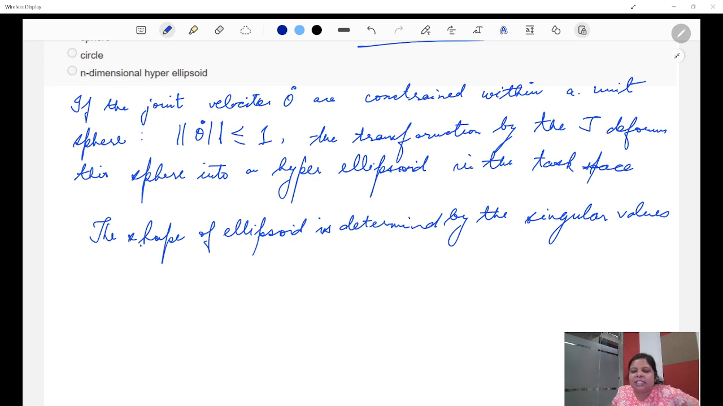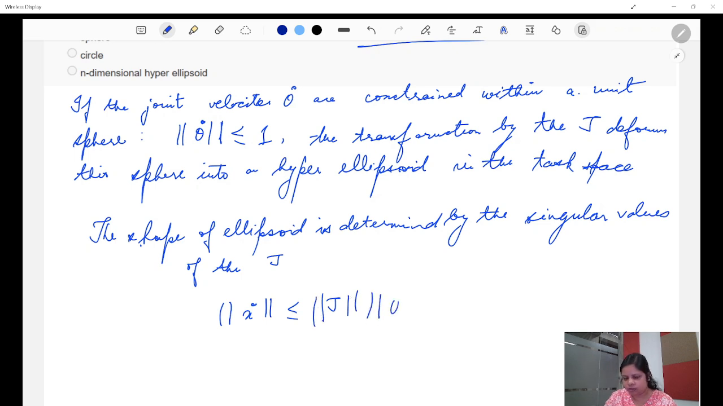In which direction sigma is larger basically tells you in which direction we have the major axis and in which direction we have the minor axis. If one of the sigmas is 0, that means we do not have any extension of the ellipsoid in that direction, right? So singular values of the Jacobian matrix, and it is given by norm of x dot is less than or equal to J theta dot.